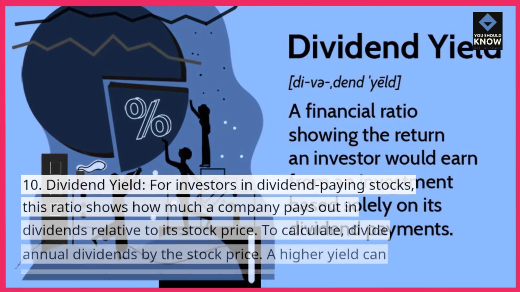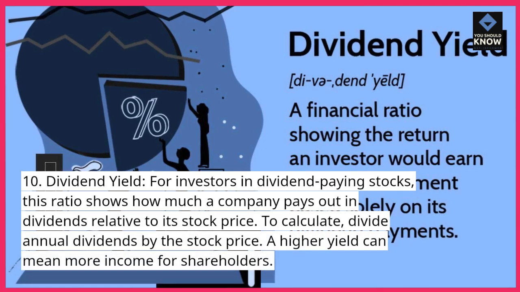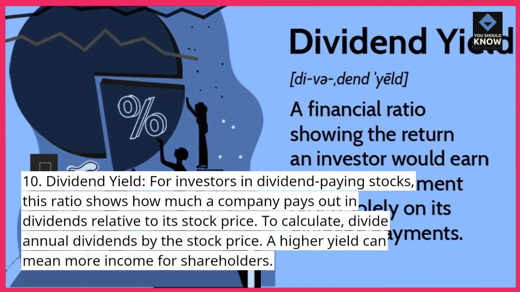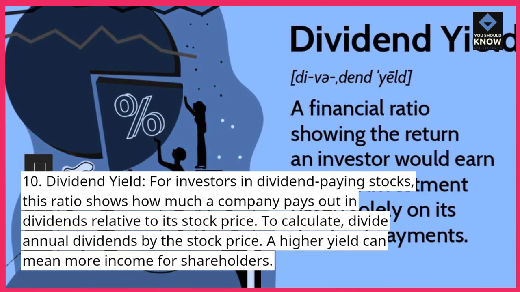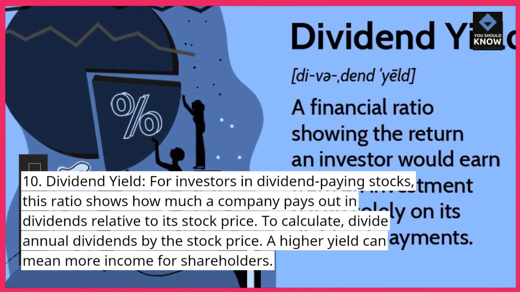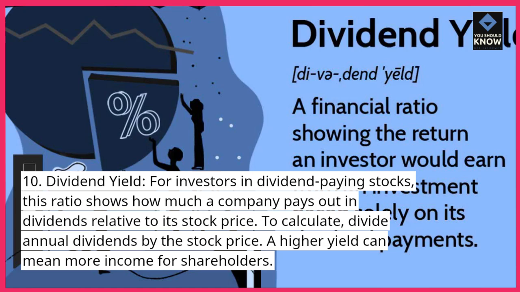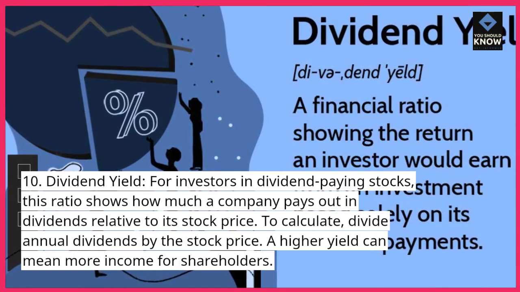10. Dividend yield. For investors in dividend-paying stocks, this ratio shows how much a company pays out in dividends relative to its stock price. To calculate, divide annual dividends by the stock price. A higher yield can mean more income for shareholders.